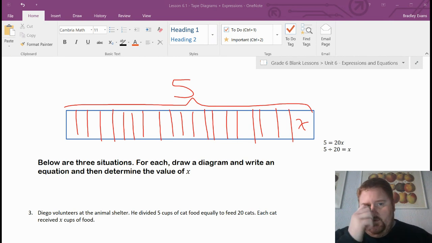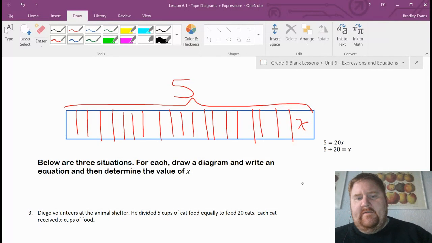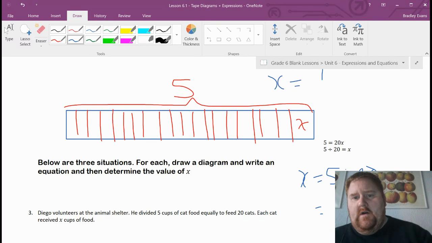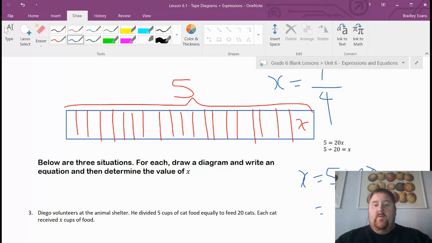So now to solve this, I'm going to use the equation that has x by itself. I'm going to rewrite it this way: x equals 5 divided by 20, just because I like everything on the left. That's also going to equal 5 over 20, because it's just a fraction. Simplifying both of those, dividing both by 5, we're going to end up with 1/4. So x equals 1/4. Pause here and let me know how you went.